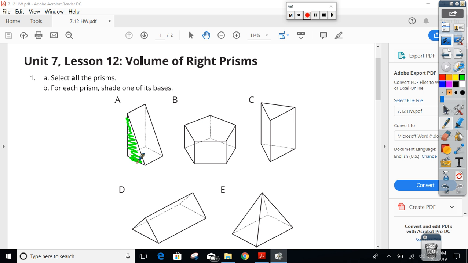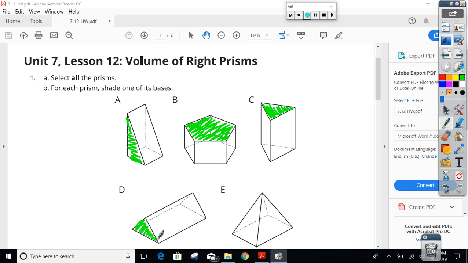How about letter B? Is this one a prism? Yes. So if you shaded a face, you could either shade the front face or the back face. It would have a pentagonal face. How about letter C? Is that a prism? Yes, so we would shade one of the triangular bases. How about letter D? Yep, another triangular prism.